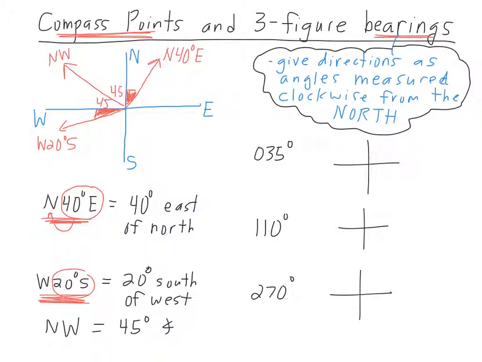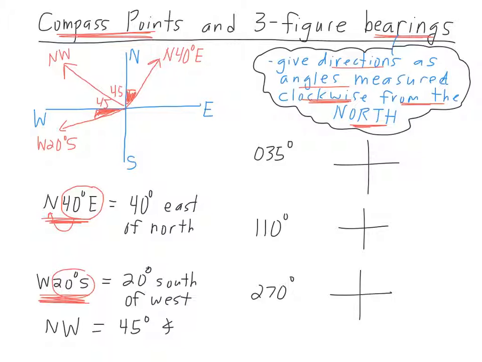You're always going to be told in a word problem that you have a bearing of whatever, and you'll see 3 digits, 3 figures. So these give directions as angles measured clockwise from the north. This is not an angle in standard position.